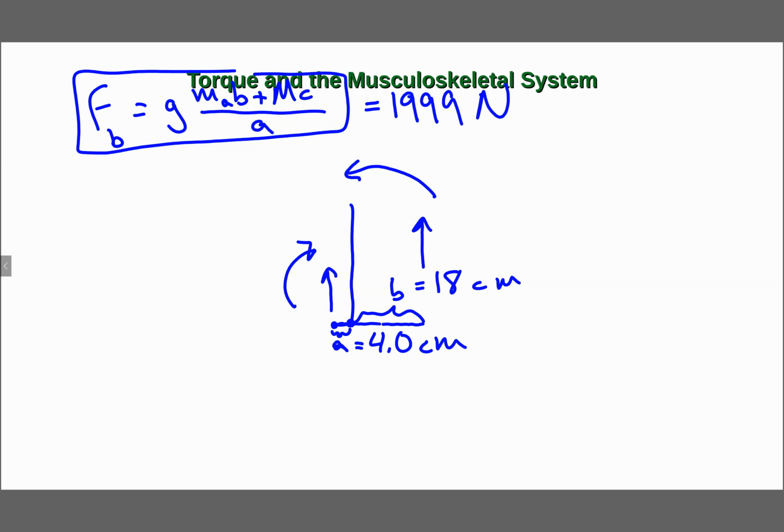So then if we again apply the angular analog of Newton's second law, we would have the force of the calf times A minus the force of the ground, right, times B. And then again, we'll say that this is for a constant velocity, a constant angular velocity. Okay, so the angular acceleration is 0.